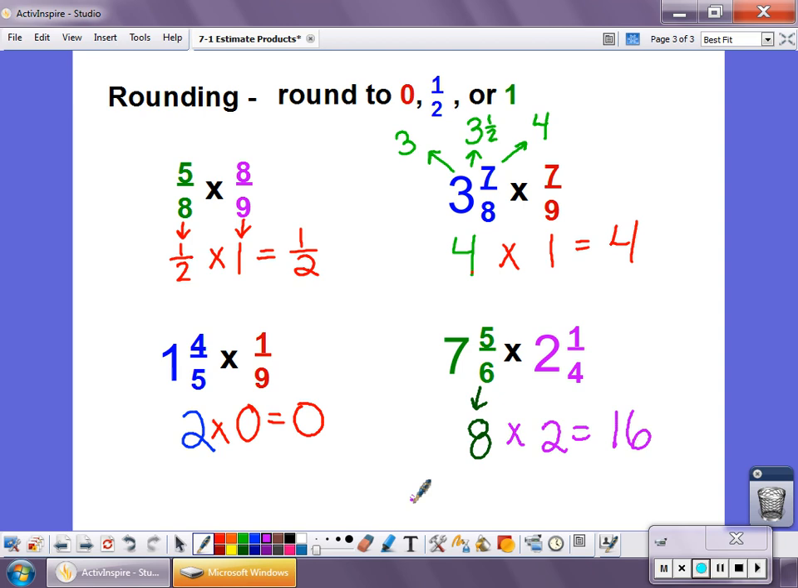Now remember, you could make an argument to round 2 1/4. It could be said, well, it's exactly in the middle between 2 and 2 1/2. And you might think about, well, which way do you want to round it? You want to round to make things easy for yourself. It's going to be much easier to multiply 8 times 2 than it is going to be to multiply 8 times 2 1/2. So I wouldn't round it that way.